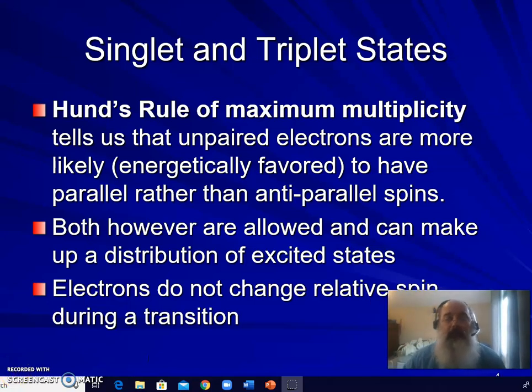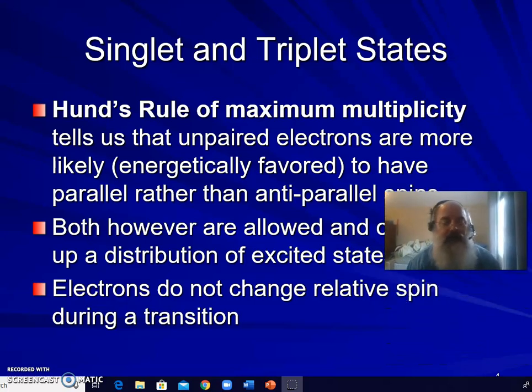Hund's rule of maximum multiplicity tells us that unpaired electrons are far more likely to have parallel rather than anti-parallel spins. Both, however, are allowed and can make up a distribution of excited states. So, for example, with the nitrogen atom, we've always drawn it as 3 up arrows in the 2p. It's possible for it to be up, down, up, or down, up, down. But it's less likely. It's not energetically favored. But we can see the evidence that they exist in spectroscopy if we do it with high enough precision.